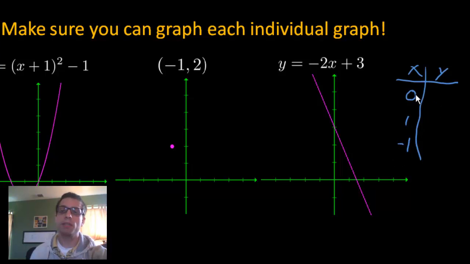If you plug 0 in to here, you'd get 3. So you plot the point 0, 3. If you plug in 1, you get negative 2 plus 3. That's a positive 1. So that would be at the point 1, 1. And finally, if you plug in negative 1, you get negative 2 times negative 1, which is positive 2, plus 3 is 5. And so that would be at negative 1, 5. And then you'd connect the dots and you'd have the graph.